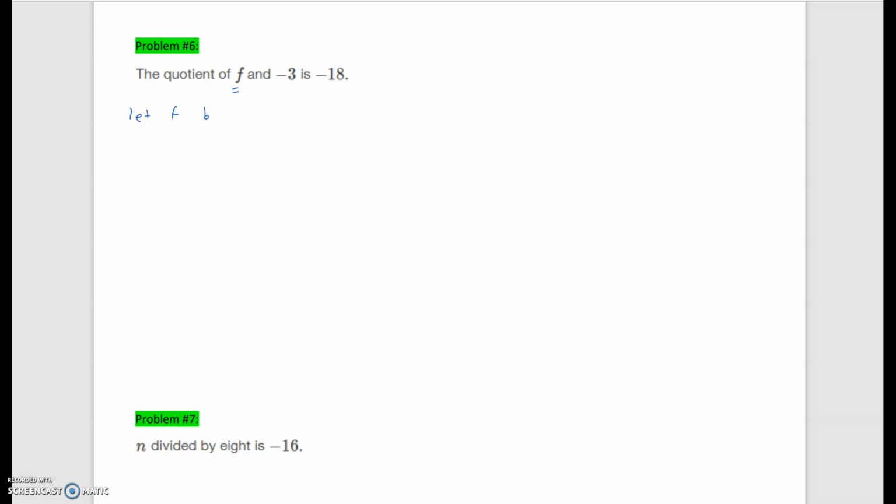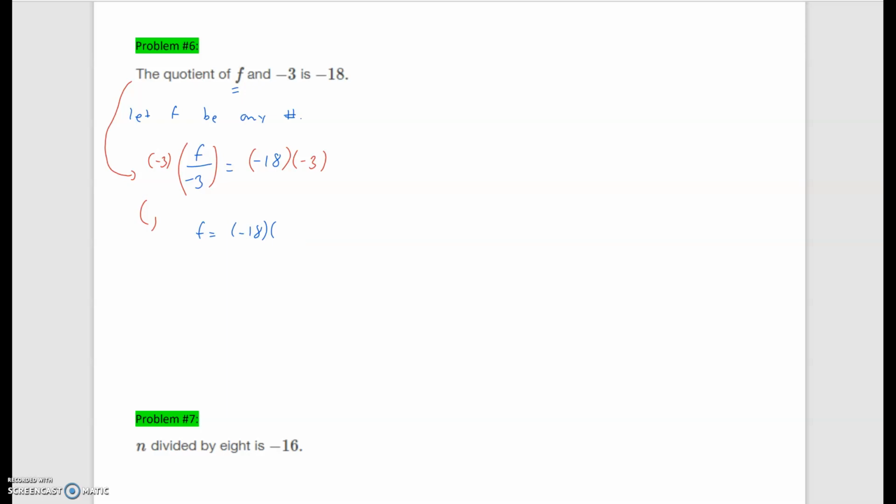So let f be any number, and then the sentence says the quotient of f and -3. So quotient means division, so f and -3, it's equal to -18. That is the actual sentence, and then the instructions up above say to solve the statement. So in this case, to solve this statement, we're going to be multiplying by -3 and multiplying by -3. That isolates f. So f is equal to -18 times -3.